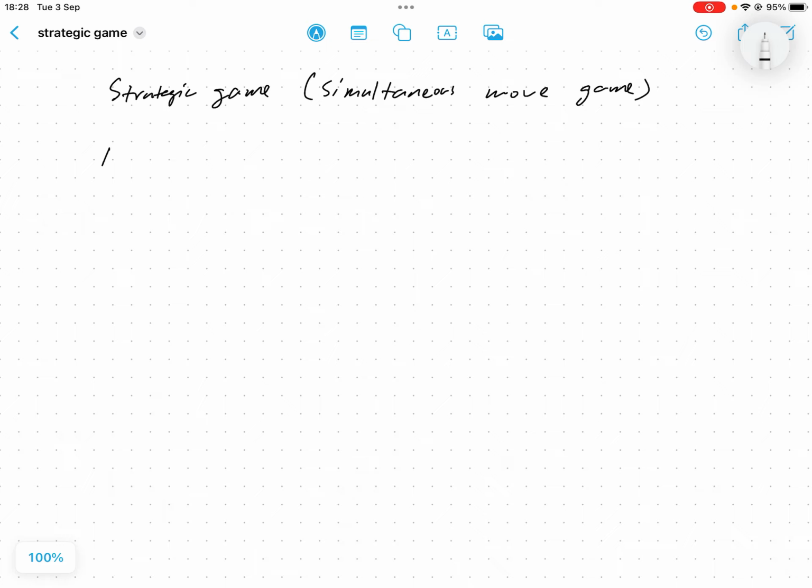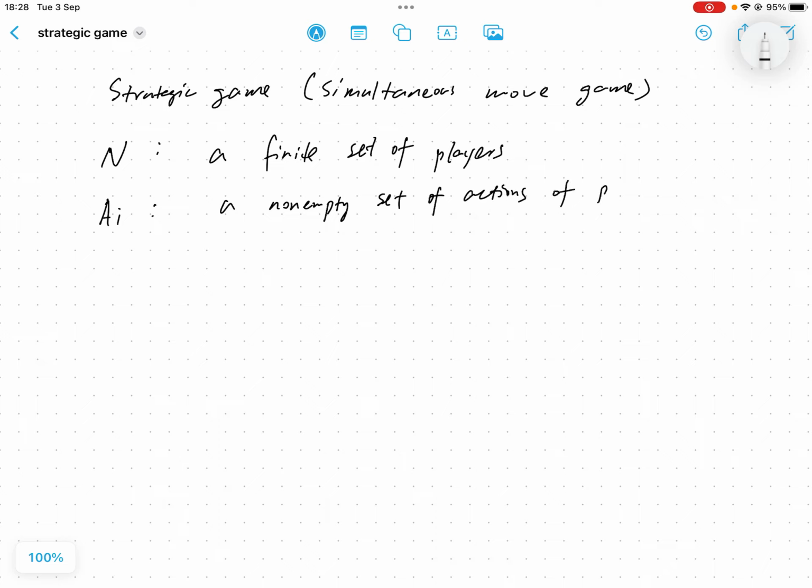So let's say that capital N is a finite set of players. And A_i is a non-empty set of actions of player i, belonging to set N.